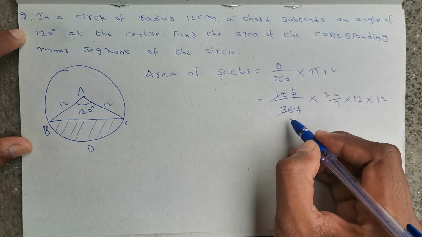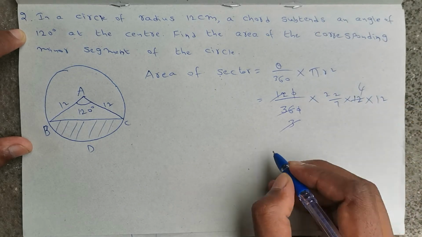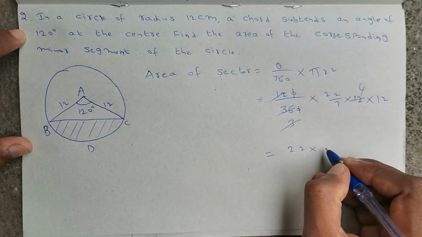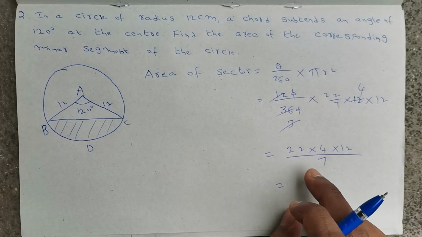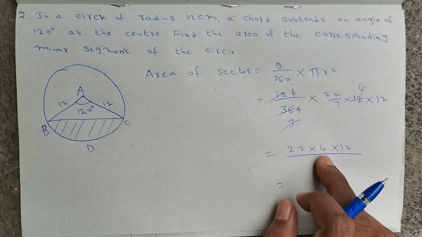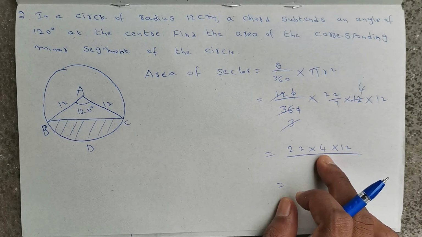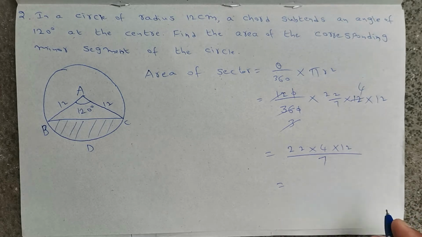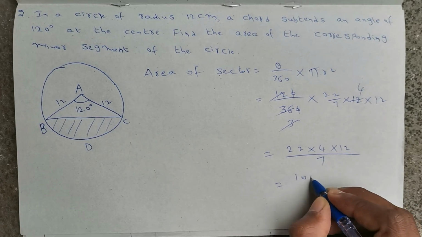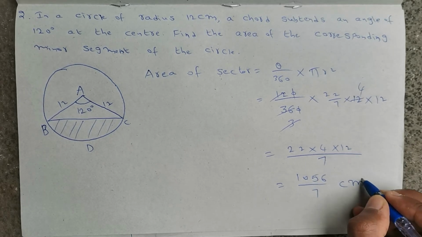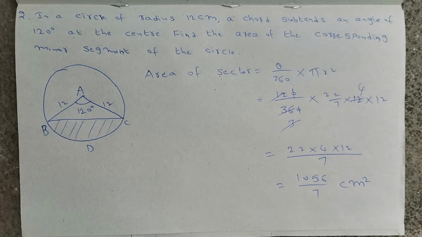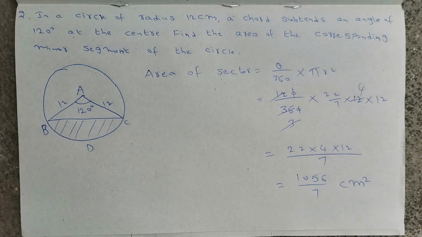0, 0 cancel, 12 ones are 12, 3 fours are 12. So we will get 22 into 4 into 12 whole divided by 7. 22 into 4, 88. 88 into 12, 1056 divided by 7. We are finding area and all the measurements are in centimeters, so this will be centimeter square. I am not going to write the decimal point of this because as it is I am going to use it for the next step. Of course, if you want, you can write it, no problem with that.